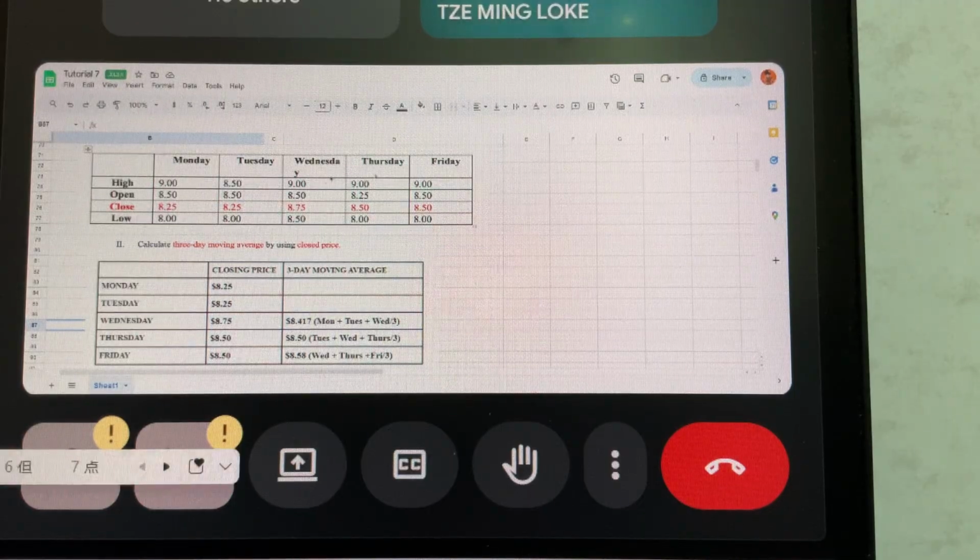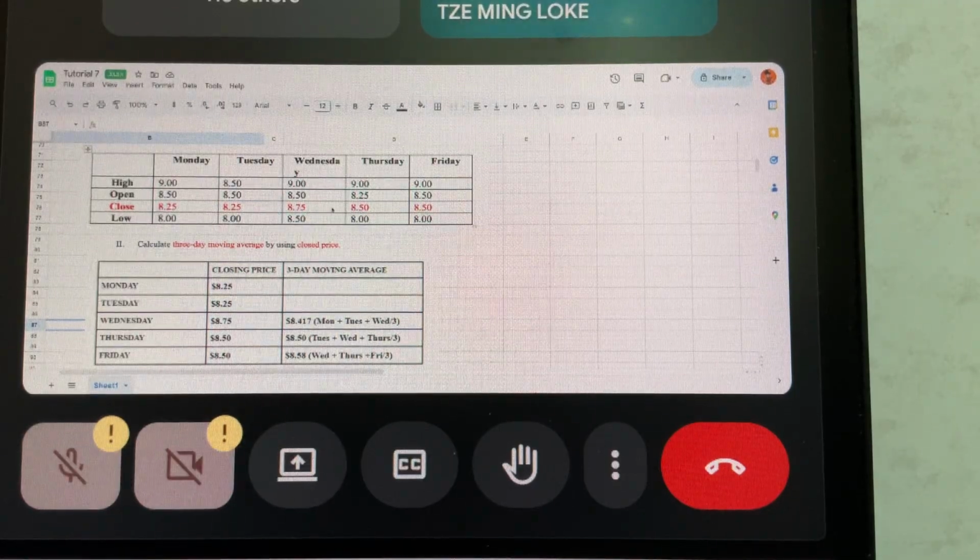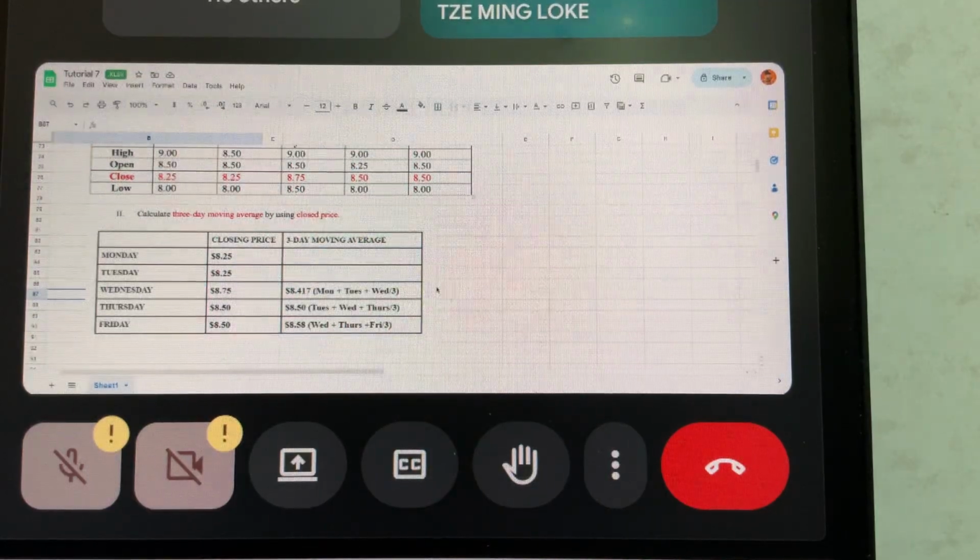Friday, Thursday, and Wednesday. So ignore Monday and Tuesday. So 875 plus 850 plus 850, you divide by 3, you get 858. So that's how you calculate the moving average. It's pretty easy calculation, but if you want to calculate every day and then plot it on the chart, that will be very troublesome. But luckily nowadays, the software just draws it for you, so that makes things much easier.